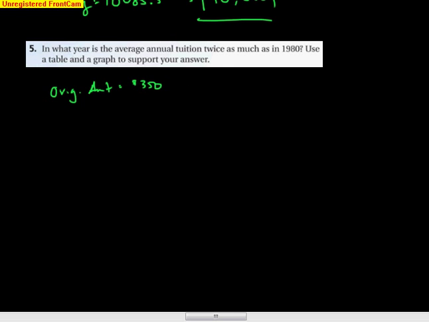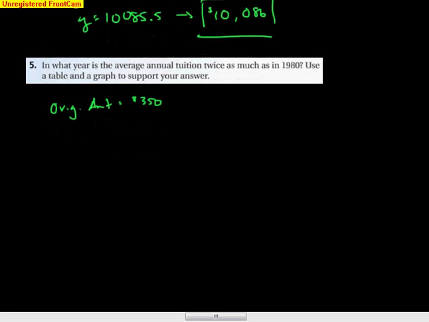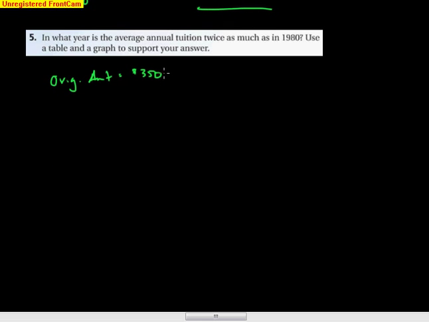Well, we already see that. I mean, it's $10,000 in 2019. So we're looking for when it's twice this amount. So twice this amount is going to be 2 times 350. That's $700. So this is the y value. When is y 700? And to do this, I need a graphing calculator.